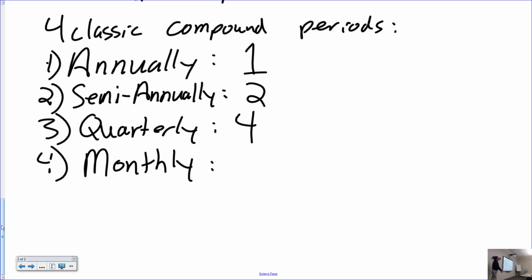Monthly, which is the way most savings accounts compound their interest. Again, it's a mixed match of it to some degree. Be careful with it. Those are the 4 classics. There is a not quite so classic, but you can use it.